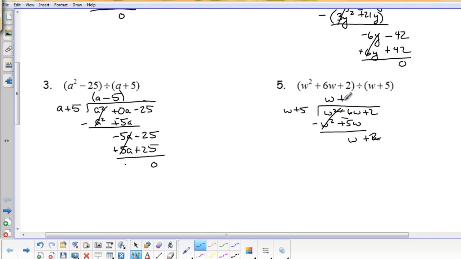That's going to be a 1. Multiply that through, and I get w plus 5. Draw the line, change every sign, cancels, and I get negative 3. The solution here is w plus 1 with a remainder of negative 3 over w plus 5.